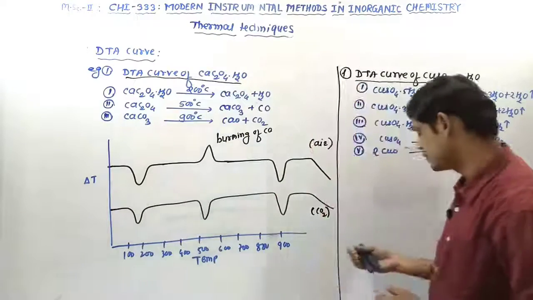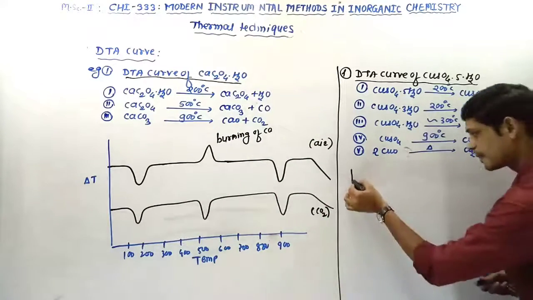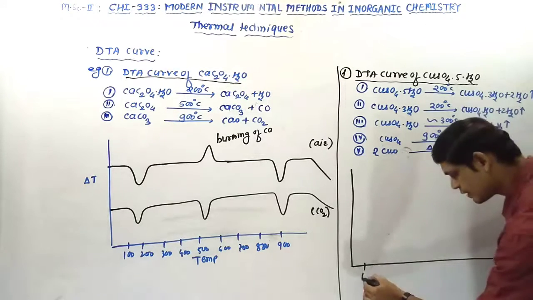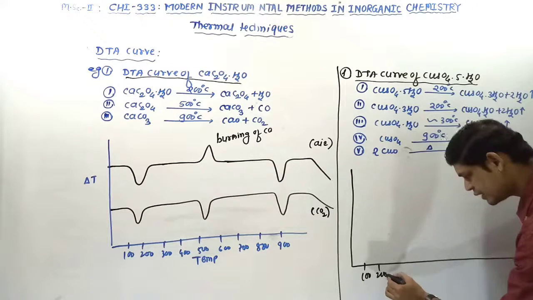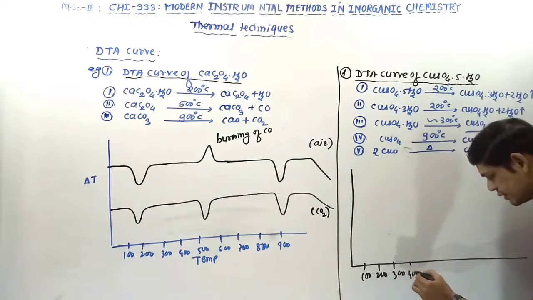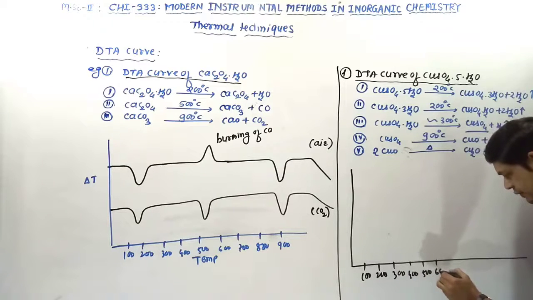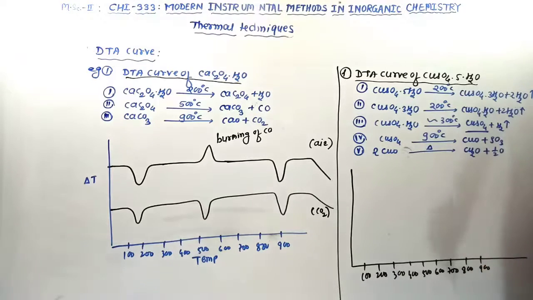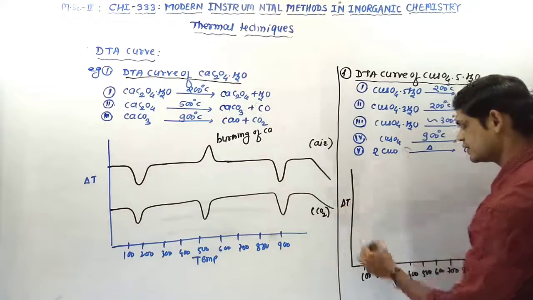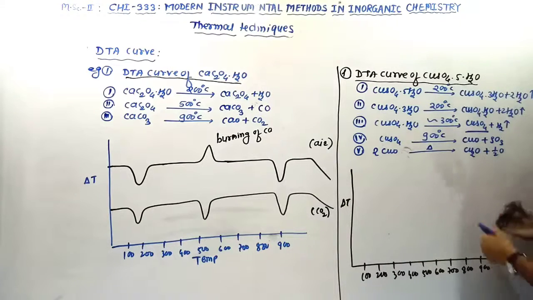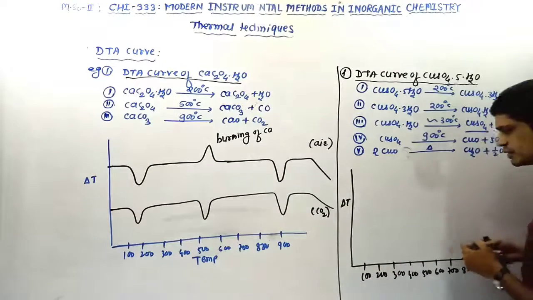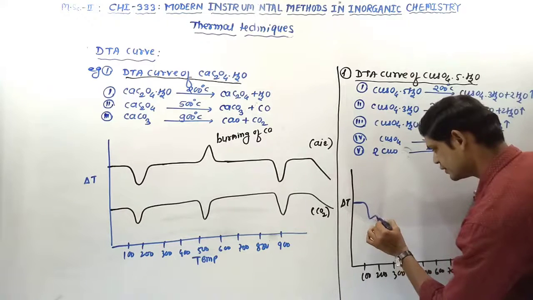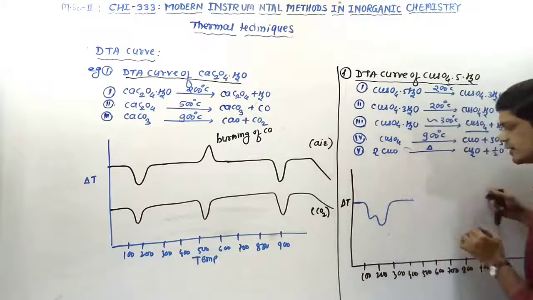Now we can draw the DTA curve. Suppose this is 100, 200, 300, 400, 500, 600, 700, 800 and 900. This is your delta T. According to the temperature range, initially around 200, you will get such type of broad peaks.